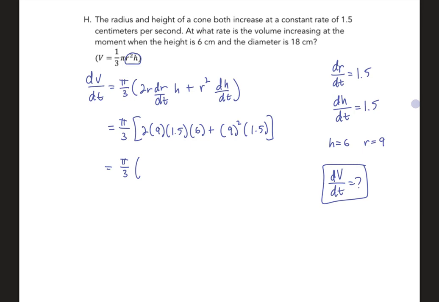Okay, so I don't know what the best way to do this is, but 1.5 times 6, that's 9, times 9 is 81. 81 times 2 is 162. Okay, and then this, here's 81 times 1.5. I'm just going to do that in a calculator. So that's 121.5.